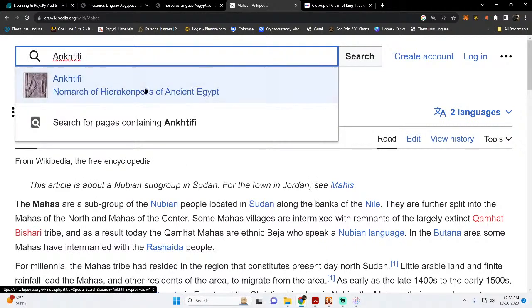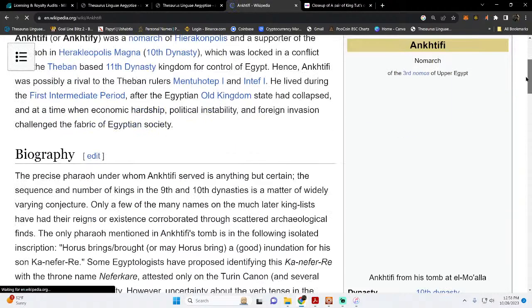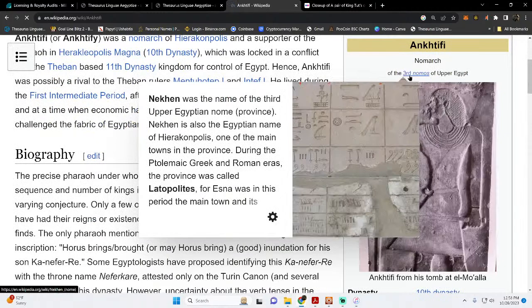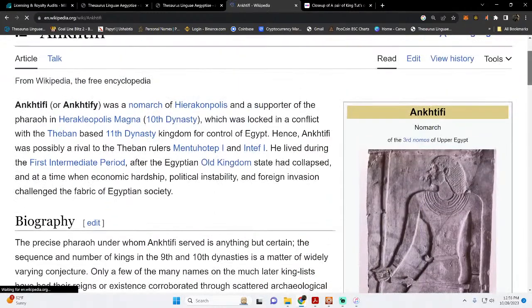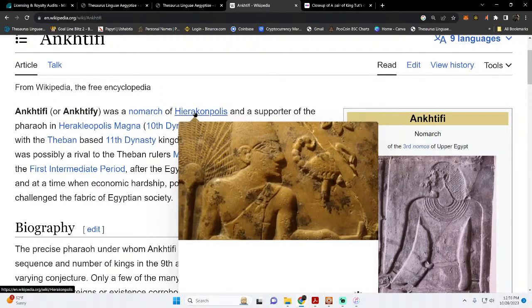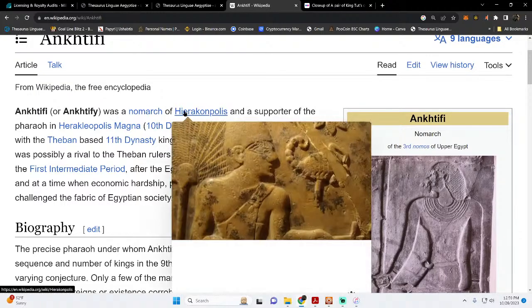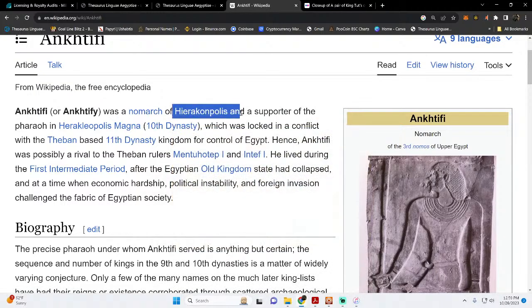Nomarch of Heracleopolis. So they're saying now we've got to sort all of this out, because Heracleopolis is the third known, but above that there's another one, Hierocanopolis, and we don't want to get those two confused. So we've got Heracleopolis right here, and above that is Hierocanopolis. We'll look, but the difference between Hiero and Hera will be there in the Greek names of this place.